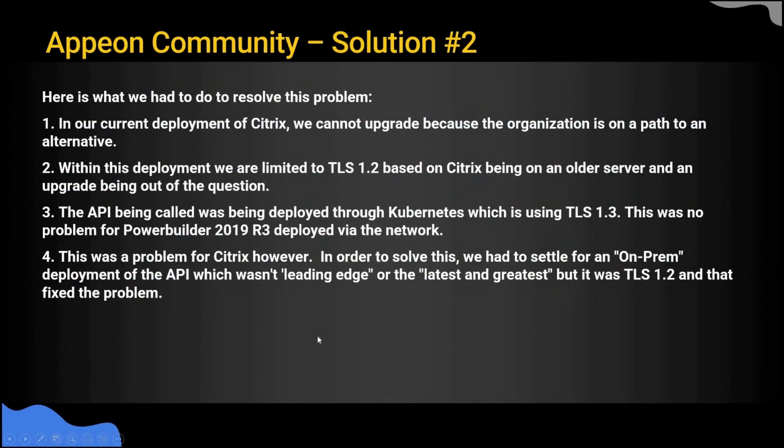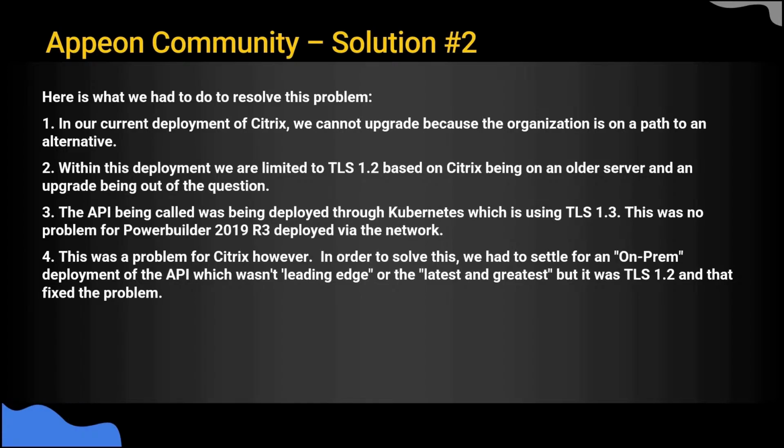So here's what we had to do to resolve the problem. In our current deployment of Citrix, we cannot upgrade because the organization is on a path to an alternative. Within this deployment, we are limited to TLS 1.2 based on Citrix being an older server and an upgrade being out of the question. So a lot of applications have gone on to TLS 1.3 now and beyond. Now the API being called was being deployed through Kubernetes, which is using TLS 1.3.